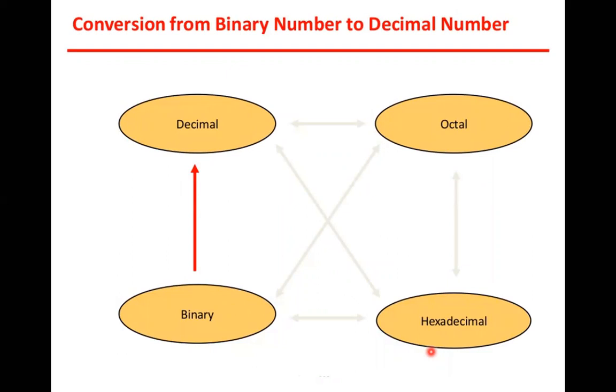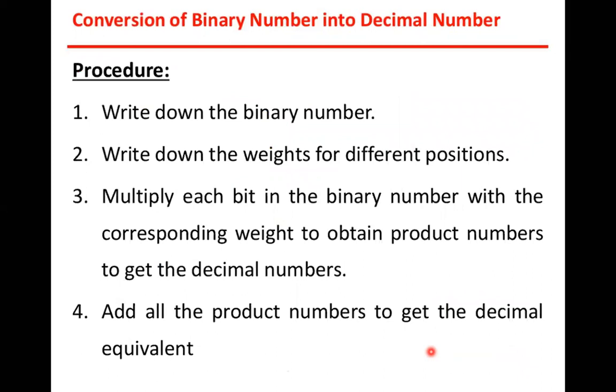Now we did decimal to binary, decimal to octal, decimal to hexa, and now we will see binary to decimal, in the reverse manner. How are binary numbers converted into decimal? Write down the binary number. Write down the weights for the different positions. Multiply each bit in the binary number with the corresponding weight to obtain product numbers. Add all the product numbers to get the decimal equivalent.